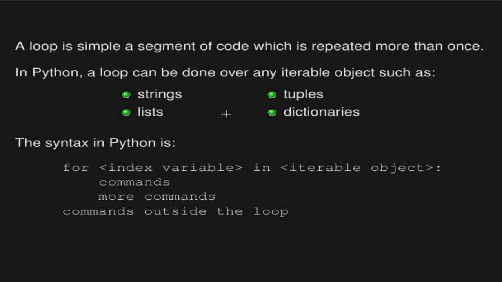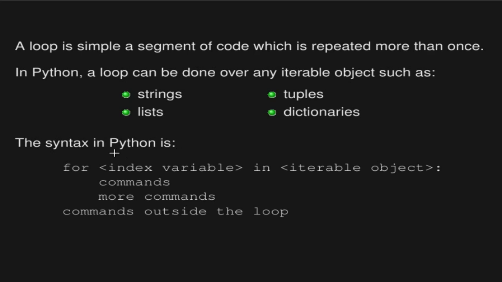Now, all that a loop is, it's just a simple segment of code which is going to be repeated more than one time. So when we're in Python, a loop can be done over any iterable object. So anything such as a string or a list, a tuple, or a dictionary. All of those are iterable, and we can loop over all of them.